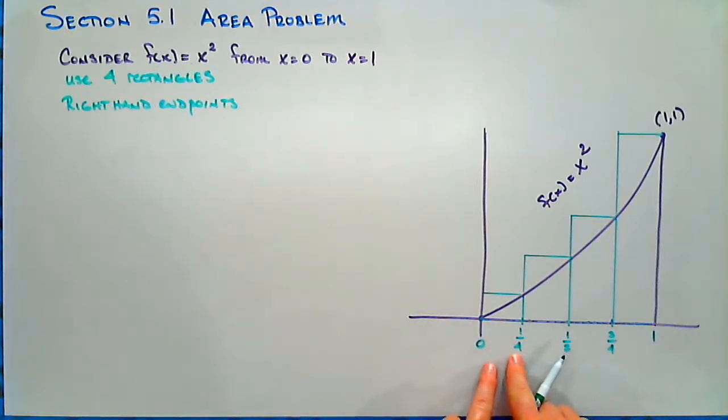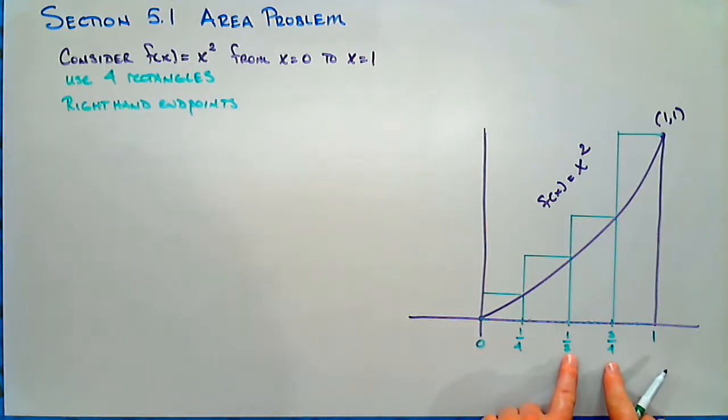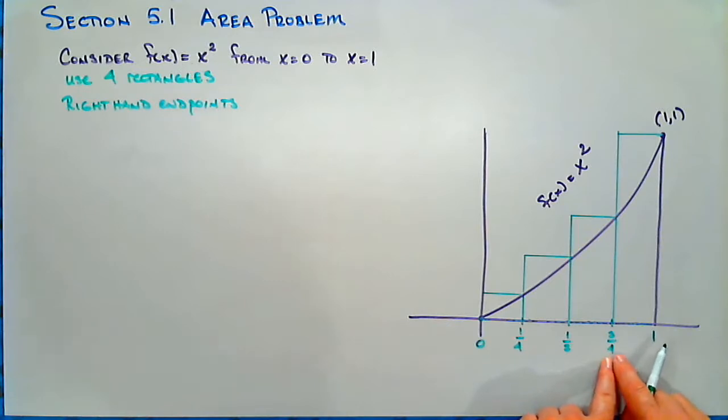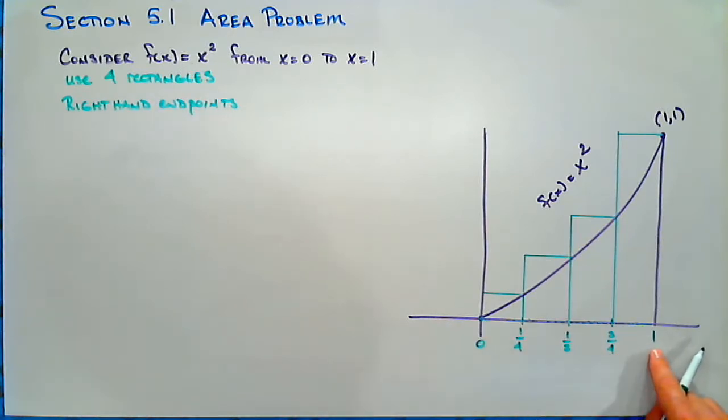I use this side to determine my height. That side is on the right of this interval. I use this side to determine my height. That side is on the right. I use this side to determine my height. That's why my rectangle is that high, right? It comes from here, f of 3/4. And then here I used f of 1 to determine my height.